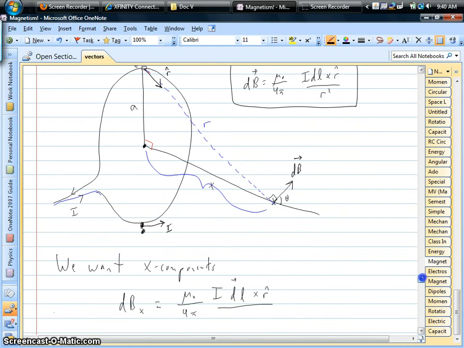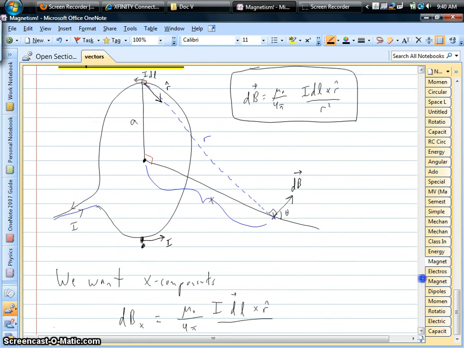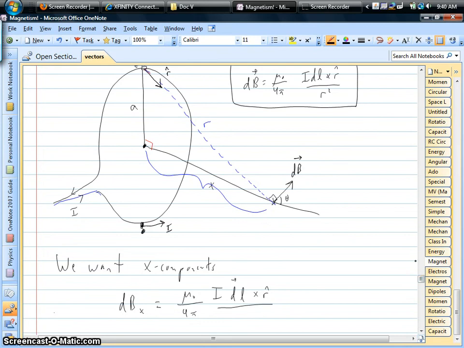So if we set up Biot-Savart, it'll look something like this. We have our constants, we have the current, and then dl cross r hat, all over r squared. Well, r squared is going to be a squared plus x squared. And to pick out just the x component, we have to multiply this by the cosine of that angle that's drawn there.